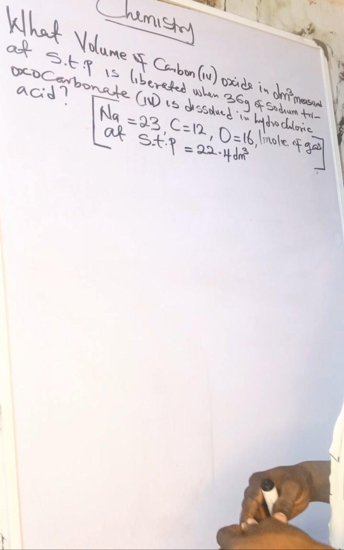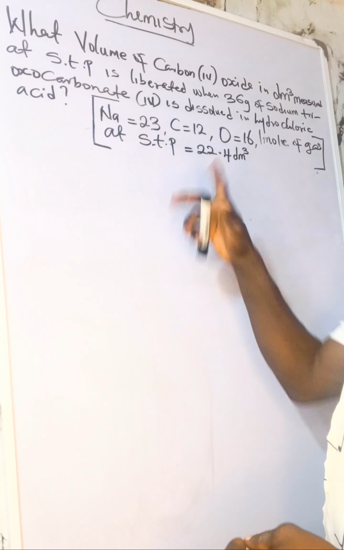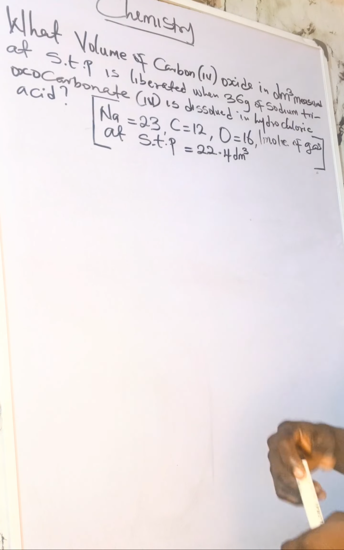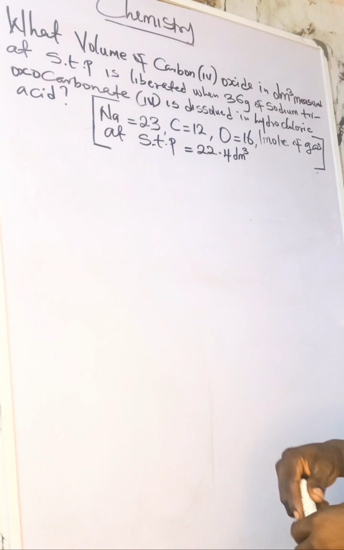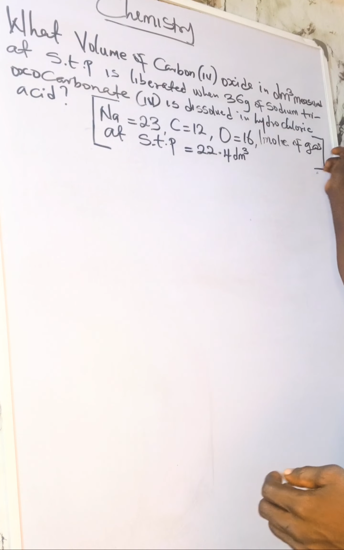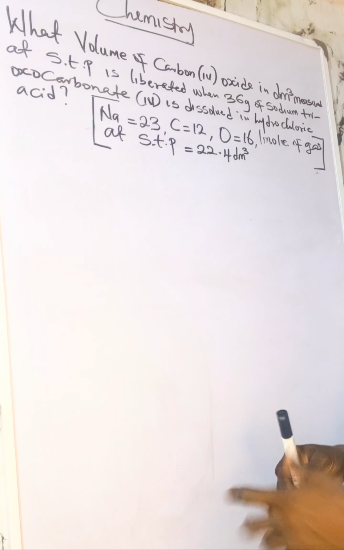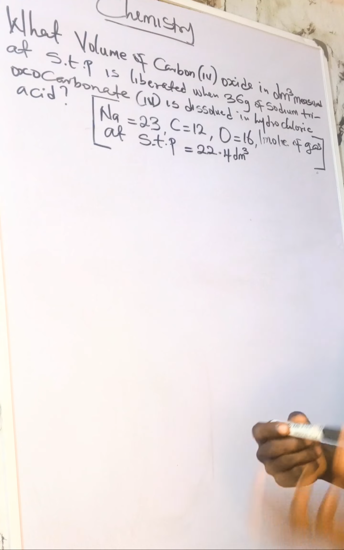The question is here before some chemistry. The question says, what volume of carbon dioxide in dm cube measured at s.t.p is liberated when 36 grams of sodium trioxocarbonate(IV) is dissolved in hydrochloric acid?